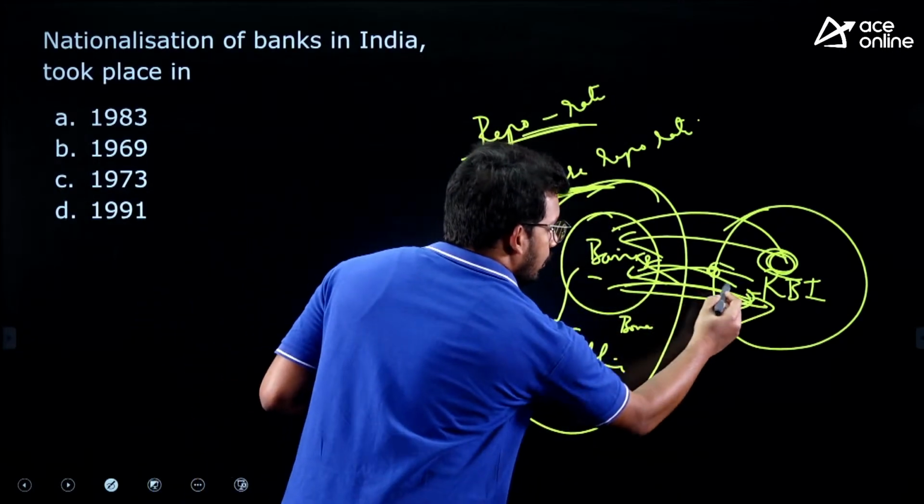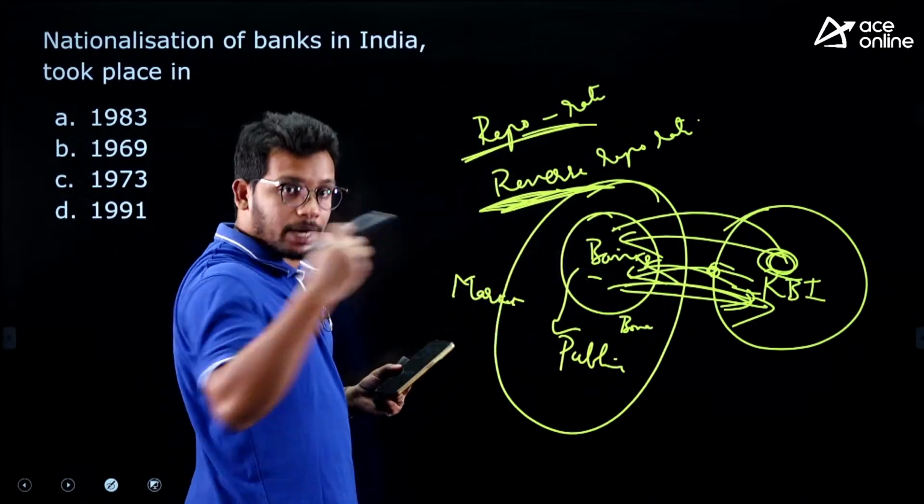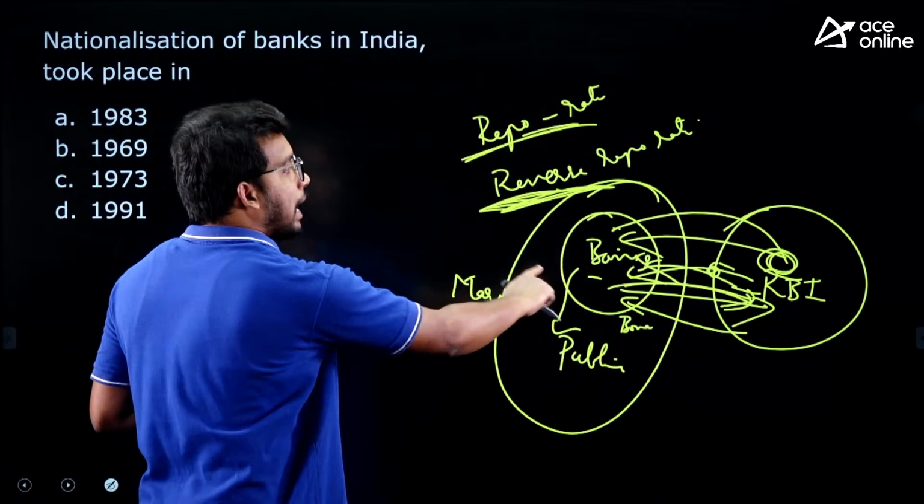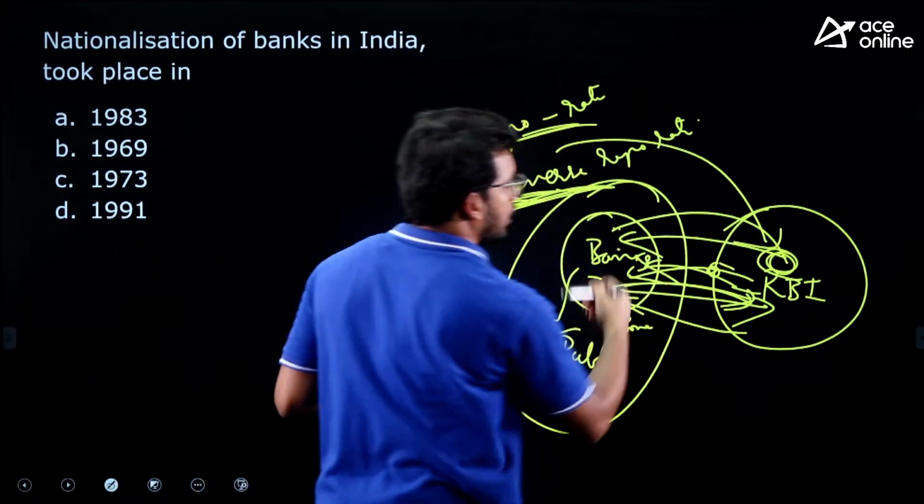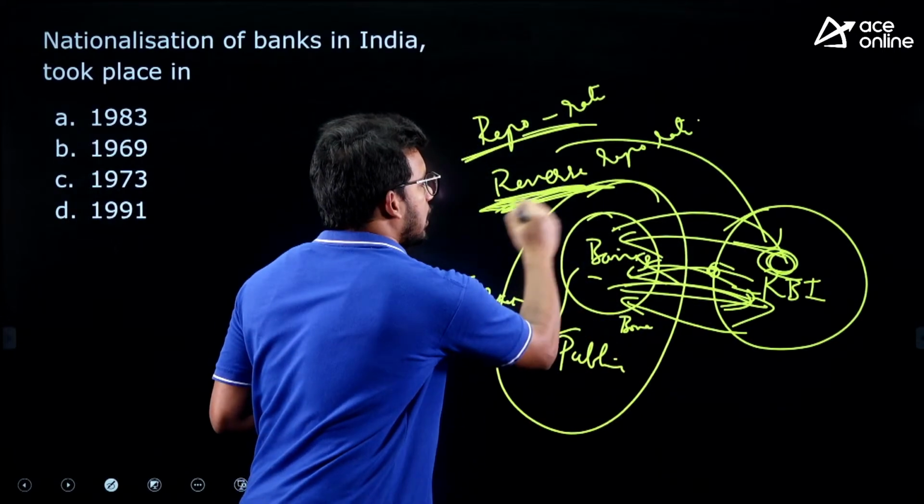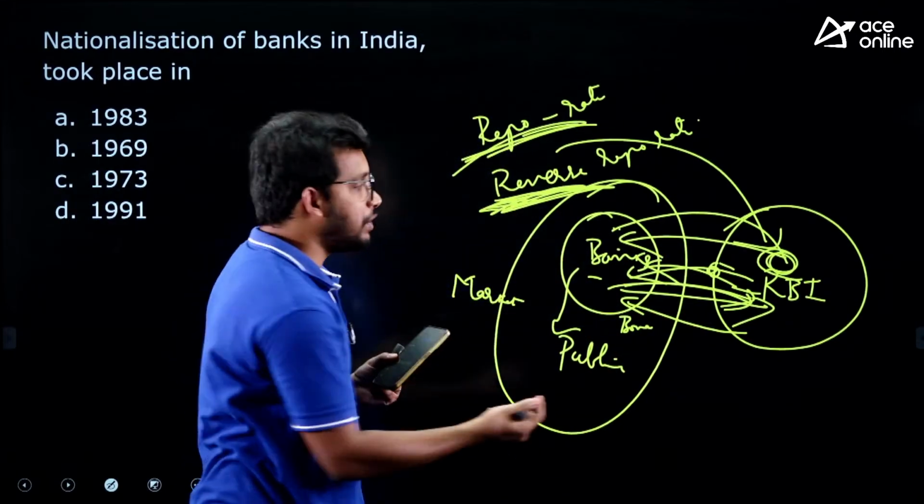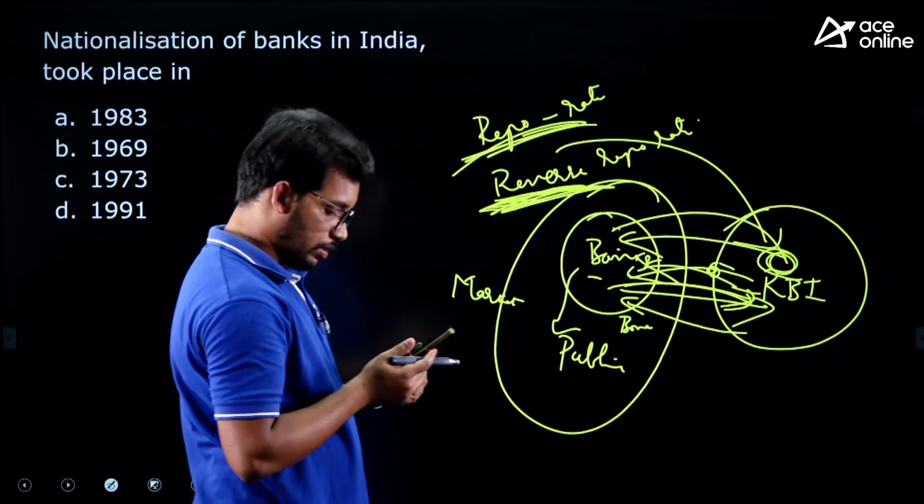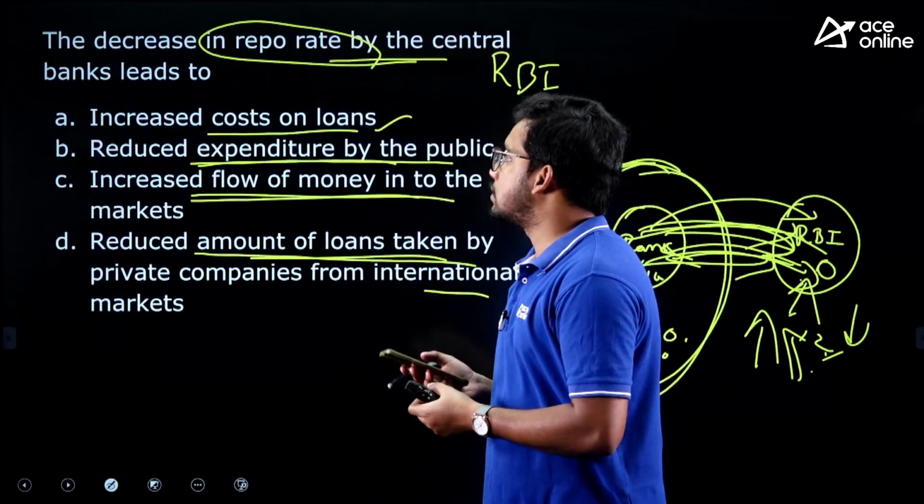And whenever the RBI wants to take back money from the market, the interest rate paid by the RBI to the banks is called the reverse repo rate. So the interest which banks are paying to the RBI is called the repo rate. The interest which the RBI is paying to the banks is called the reverse repo rate. So now answer this question.